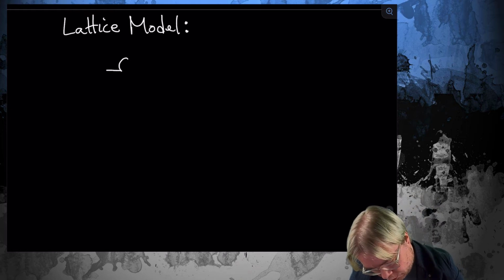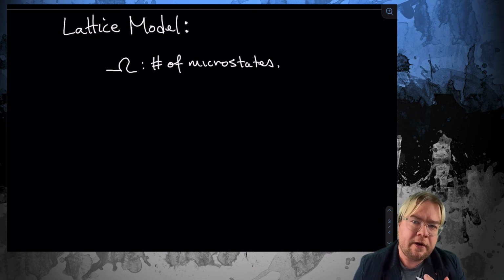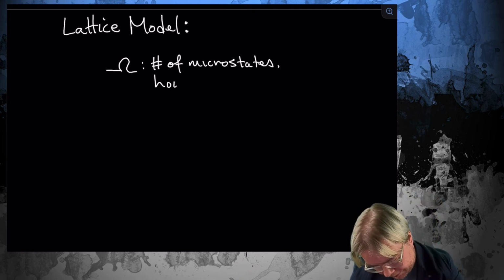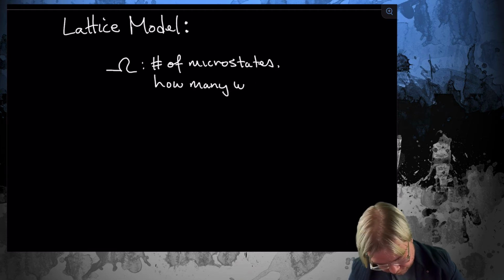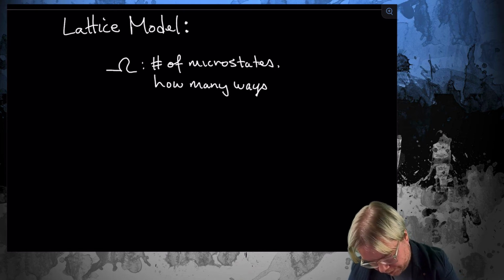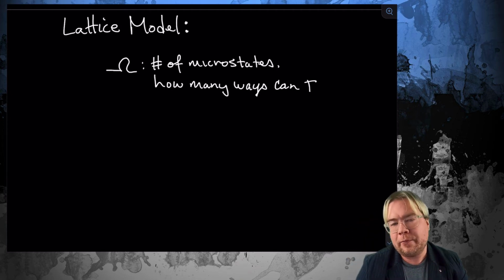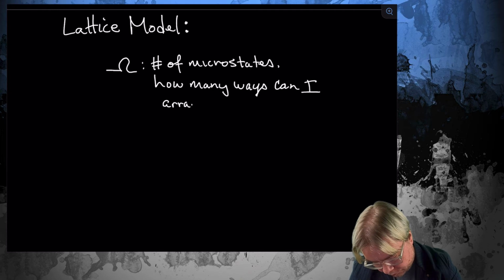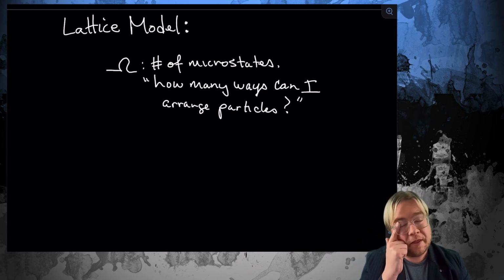Again, my goal is to find omega. This is the number of microstates, and it's really just a count of the number of ways I can rearrange the particles. So how many ways? How many ways can I, let's not say rearrange, let's say arrange the particles? Okay, so that's a good way of thinking about that.